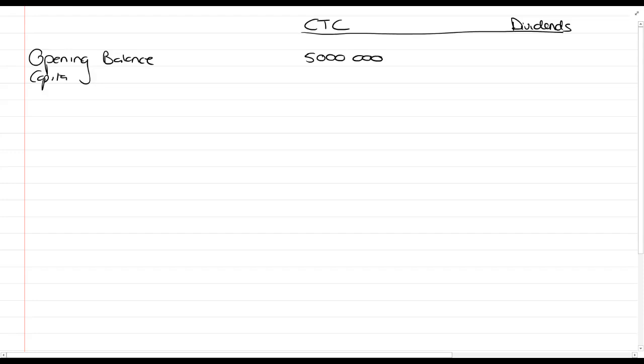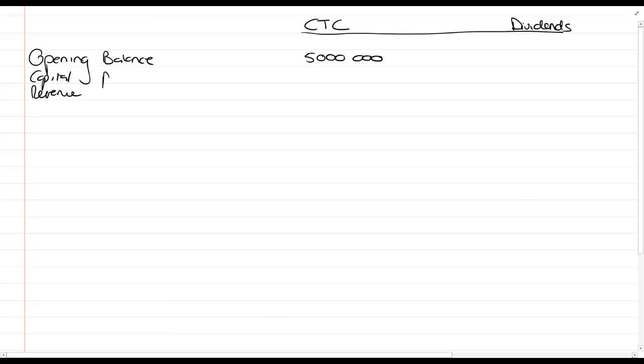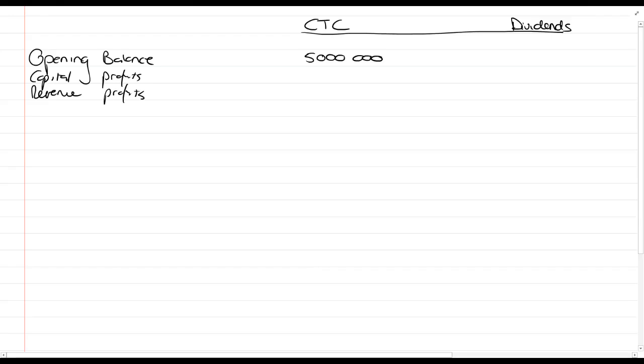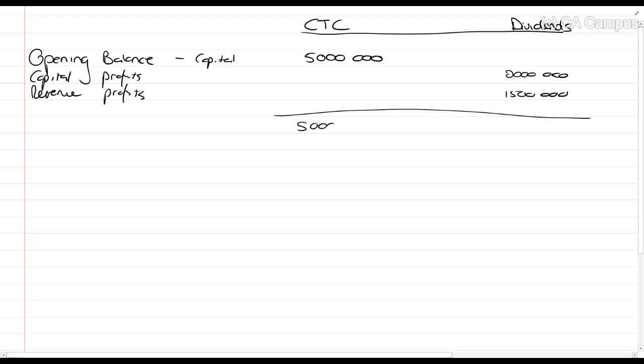Then we have our capital and our revenue profits or reserves of 2 million and 1.5 million. Okay, so I just want to show you 2 million and 1.5 million. And this opening balance over here is now just for the capital. So this gives us the total opening balances of 5 million rands and 3.5 million. So this is our opening balances.